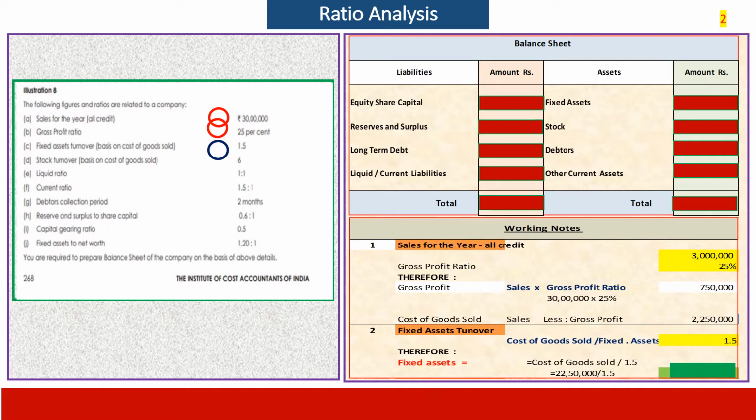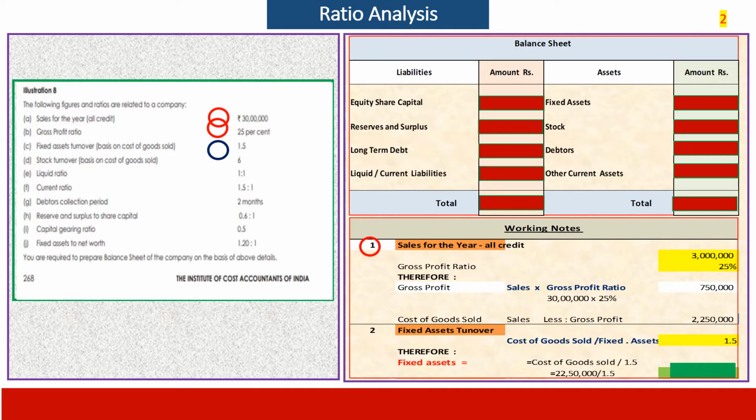We have taken illustration 8 for a specific reason, that it covers quite a few solvency ratios. Besides, it also covers the gross profit ratio and capital gearing ratio in specific, because we had not had enough exposure to this particular ratio, and we will make use of this illustration to understand conceptually all solvency ratios.